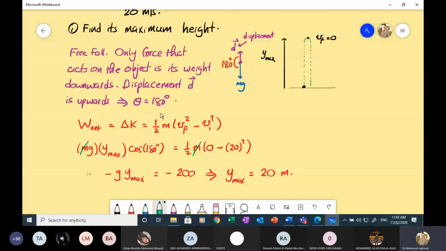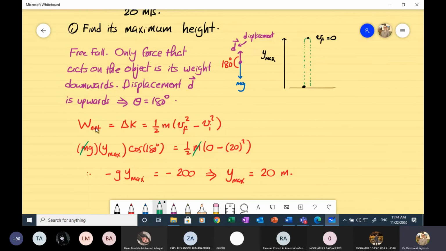Tell me now, what is the only force acting on this object as it moves? Gravity. So this is free fall. Only the force that acts on the object is the weight, downwards. Then the net work done is that done by mg. So W net must be equal to delta K, which equals half m, taking half m as a common factor, times V final squared minus V initial squared.